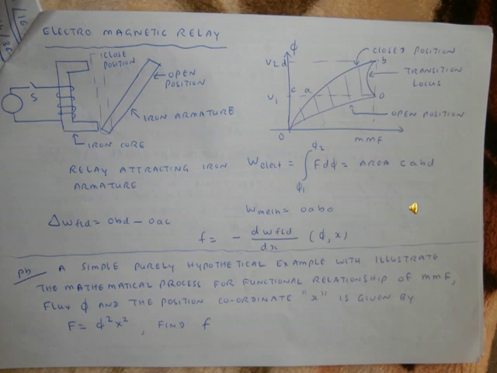The problem is given: a simple relay, hypothetical, is illustrated with the mathematical description of the functional relationship of the MMF F, flux phi and the position coordinate x, given by F equals phi squared times x squared. We have to determine the force. So let's copy our magnetic relay.